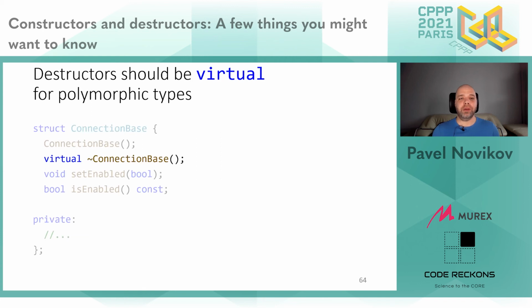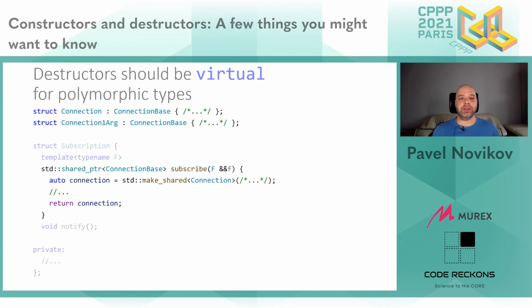And so here we have a base type for some kind of connection. We have a default constructor, we have a virtual destructor for some reason, and we have non-virtual methods that allow you to enable or disable the connection and check if it is enabled. So it is used like this.